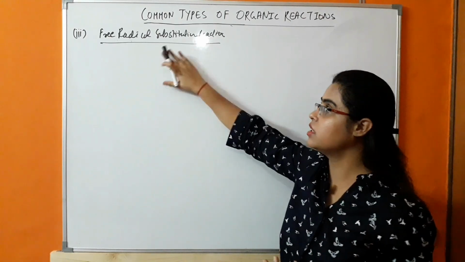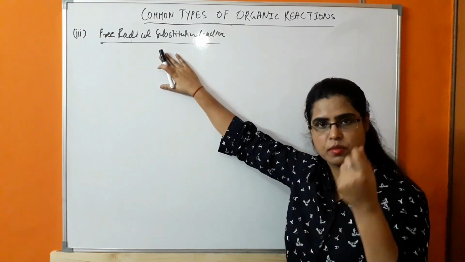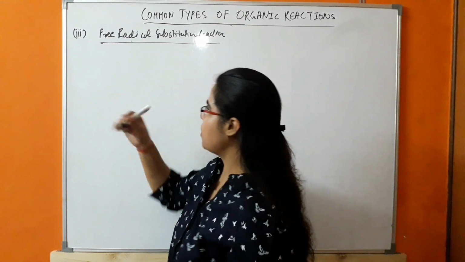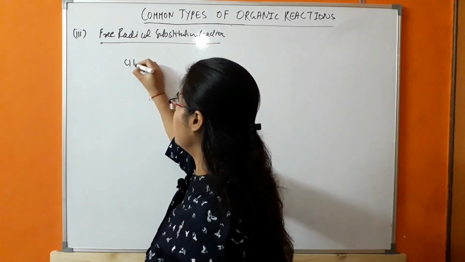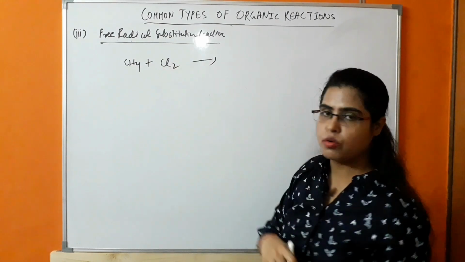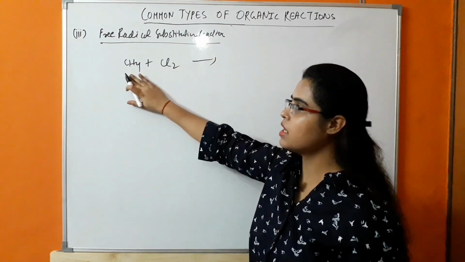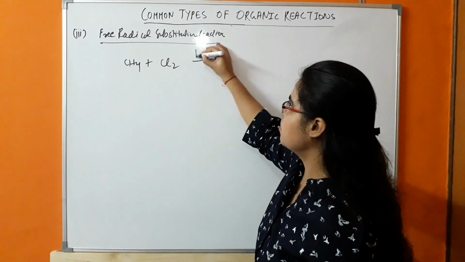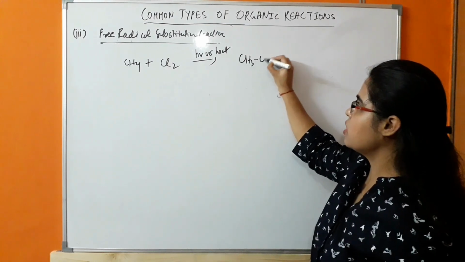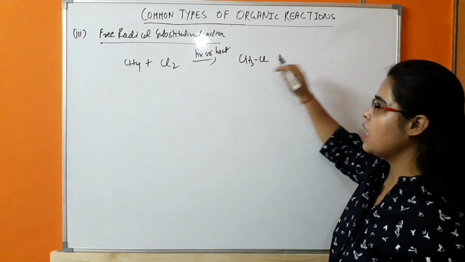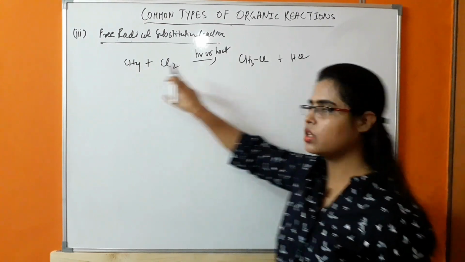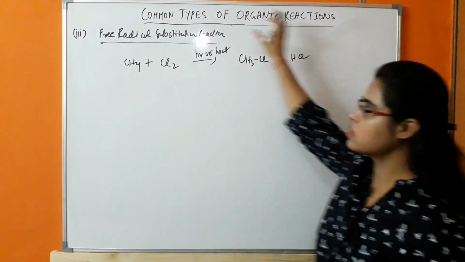As you can understand with the term free radical, it means the substituent which will be attacking on the substrate is a free radical. So an example of this will be when CH4, this is methane, in the presence of chlorine, this chlorine will be attacking on this methane in the presence of light or high temperature heat. There will be a formation of chloromethane, and one Cl will be removed and combined with one of the hydrogens to form HCl. So this is the reaction.